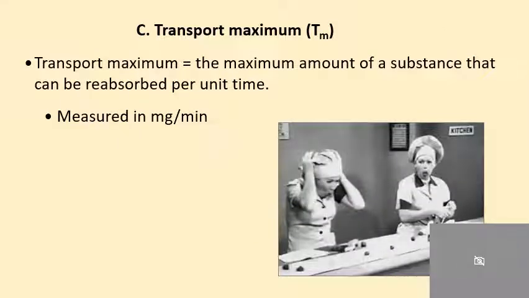In continuing our conversation about reabsorption, we need to talk about transport maximum. Transport maximum is the maximum amount of a substance that can be reabsorbed per unit time, and we express it in milligrams per minute. So for example, in milligrams per minute, how much glucose can your kidneys possibly reabsorb? That's their transport maximum. And it's possible to exceed a substance's transport maximum.